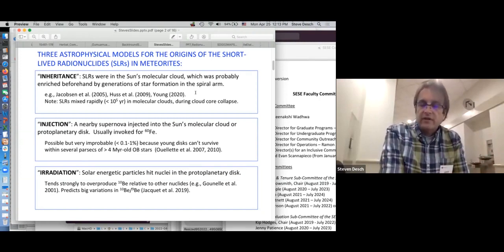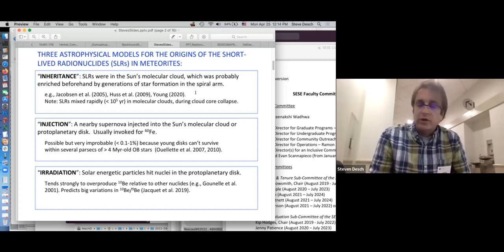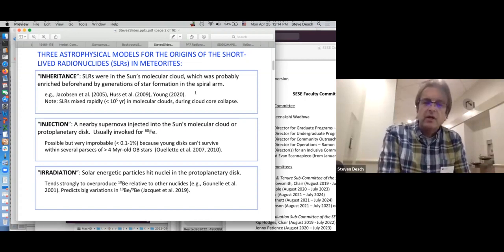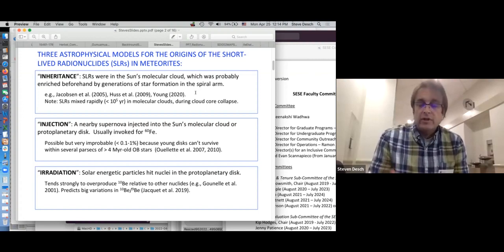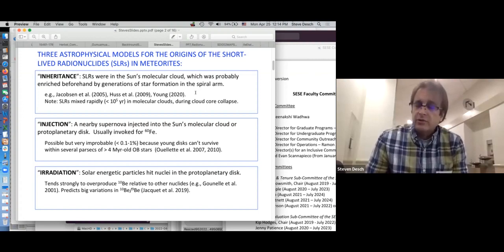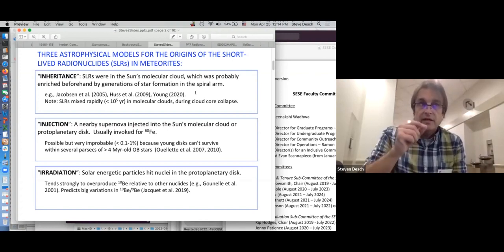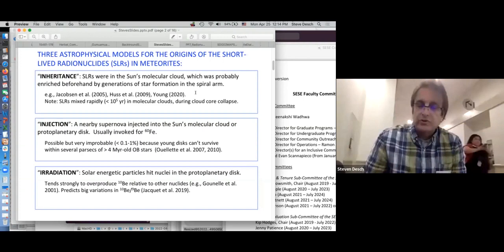Or in the case of iron-60, one of these radionuclides, it would have to have come from a nearby supernova because there was just so much of it, was the idea. And my opinion about these models, because I've worked on them quite a lot, is that it's certainly possible to inject material into the protoplanetary disk, but it requires a special set of circumstances that makes it kind of improbable, mostly because young disks aren't found that close to a star when it's about to go supernova.